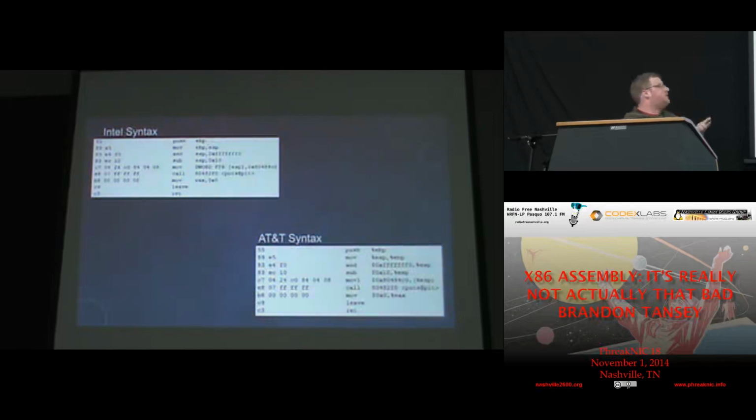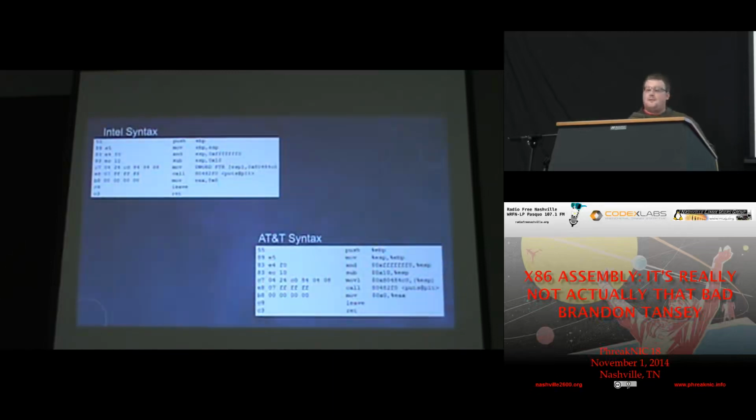There's some major differences, like in Intel, for move EBP ESP. Then if we look at AT&T, it's move ESP EBP. That's because the order of the operands are switched. You also see things like percent signs and dollar signs. It's the same code. And you can view any assembly in either of these fashions.